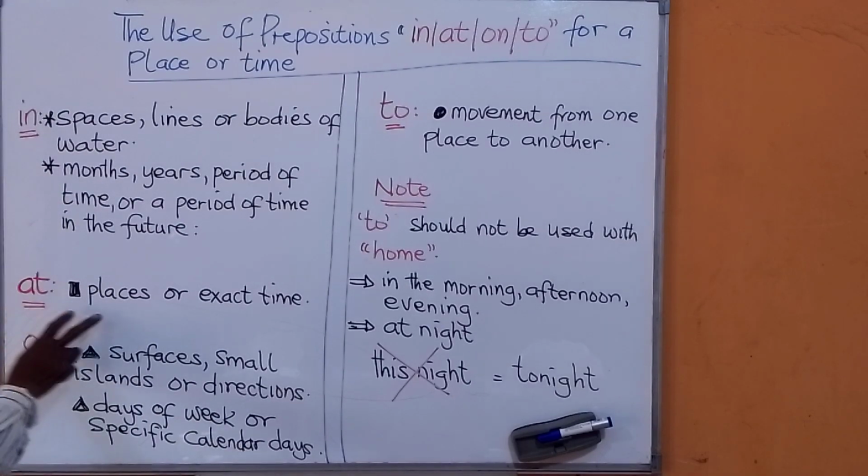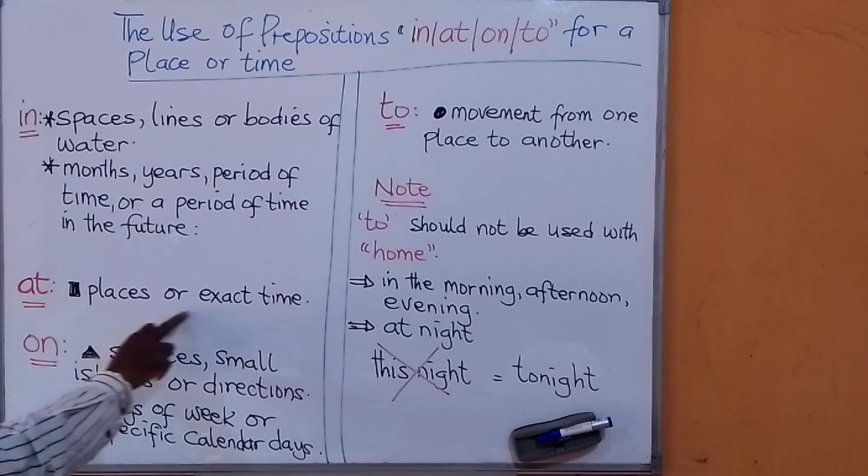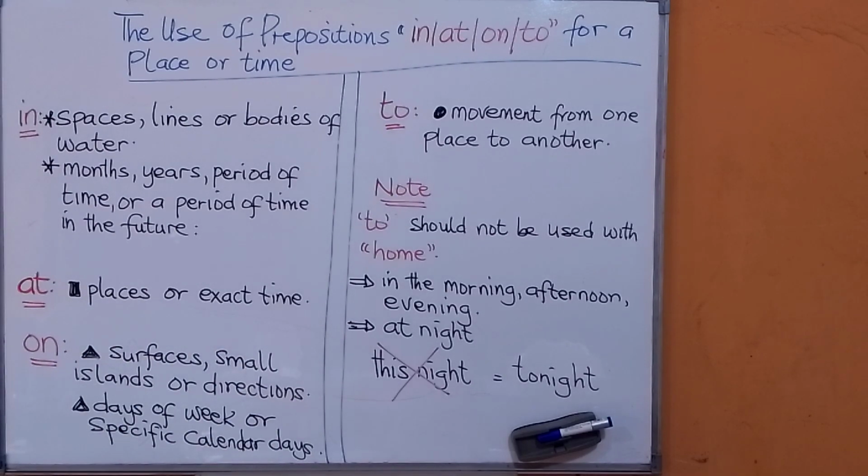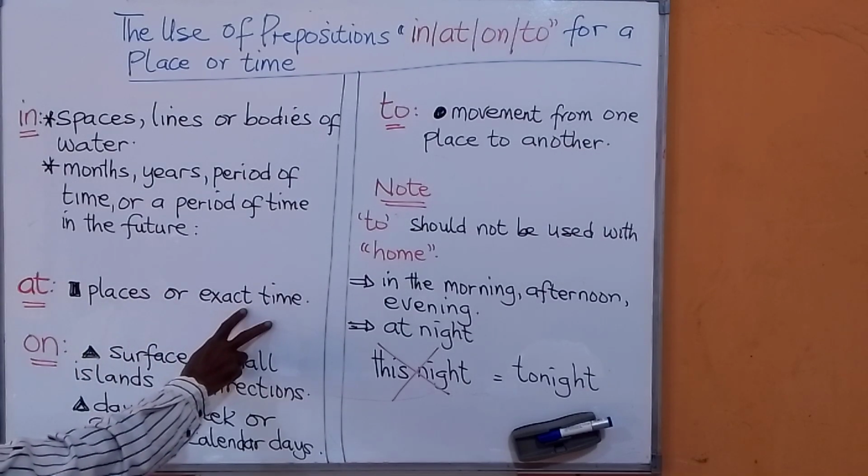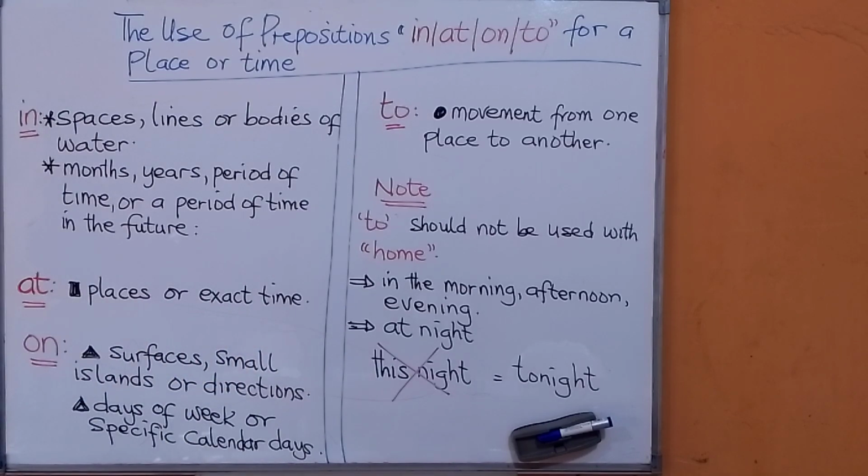Now we go to at. We use at when we are talking about places or exact time. For example, at the bus stop, somebody is at the door, he is at the cinema, he is at the end of the street. Let us meet at 12 o'clock, exact time. Can we see at 6 o'clock? We are going to gather at 8 o'clock. So when you are talking about places or exact time, you use at. We will see at 4 p.m. We are going to go at 12 o'clock. That's when you talk about exact time.